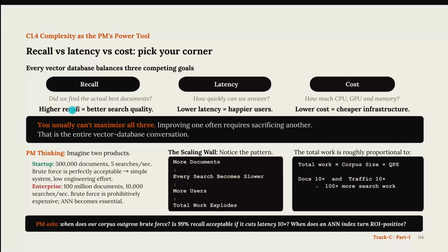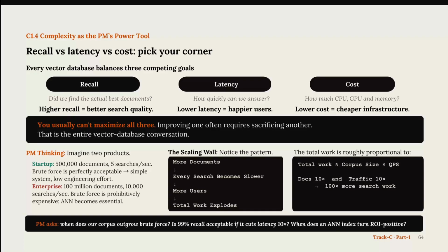Higher recall means better search quality, lower latency means faster results and happier users. Lower cost would typically mean the infrastructure is cheaper. Remember this constraint: you can't maximize all three. You can only improve one while sacrificing the others. This is the entire vector database conversation we will ever have with the engineering team. They will keep asking, what do you need? Do you need better recall or latency or cost? Choose the best one and the secondary one, but you can't choose all three. You can't say, I want the best recall at the least latency and the least cost.